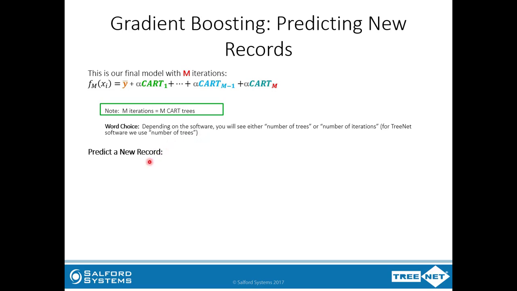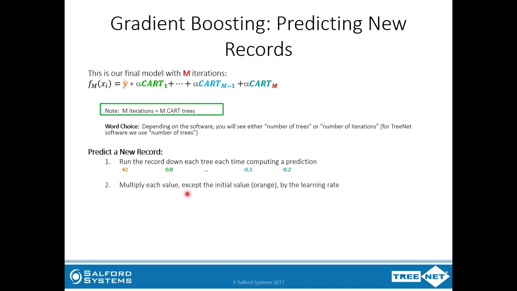Now, to predict a new record, you just run the record down each tree, and each time that computes a prediction. We'll have our initial value, that's just going to be the y bar, so you're not running that down a tree. But take your record and run it down CART 1, and you're going to get a prediction. Then down CART 2, you'll get another, and so on. Then you multiply each value, except for the initial value here, which is the 42, which is our y bar, by the learning rate. So go ahead and multiply all these values by the learn rate.